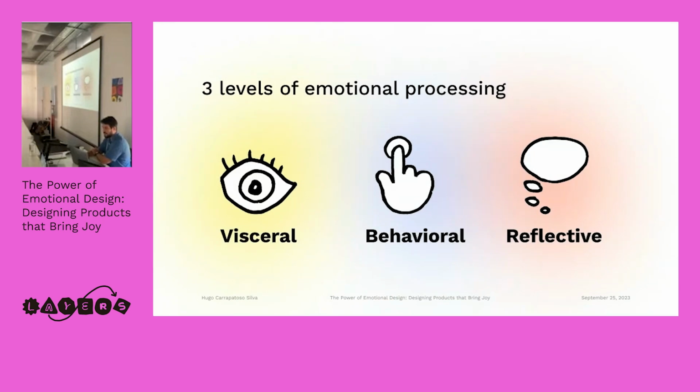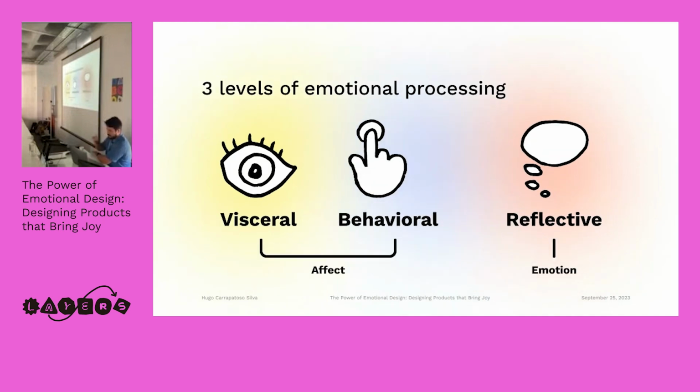We have three levels of emotional processing: visual, behavioral, and reflective. The first two, visual and behavioral, are how designs can affect users' emotions. And the reflective part is only on the user's side, his own emotions, his own experience using the product in his life.